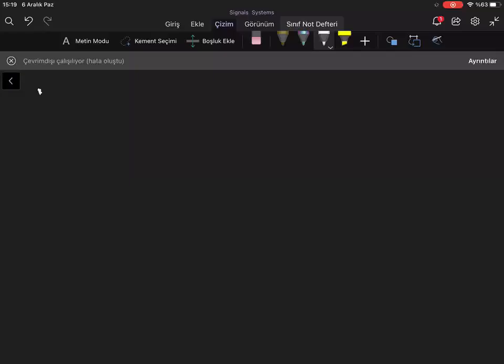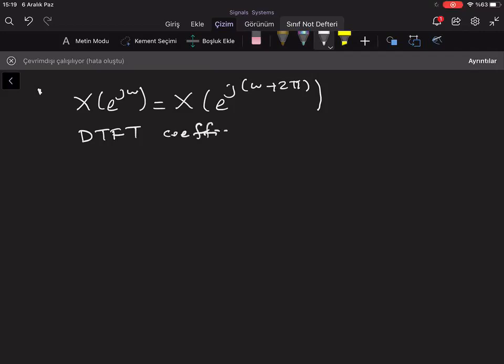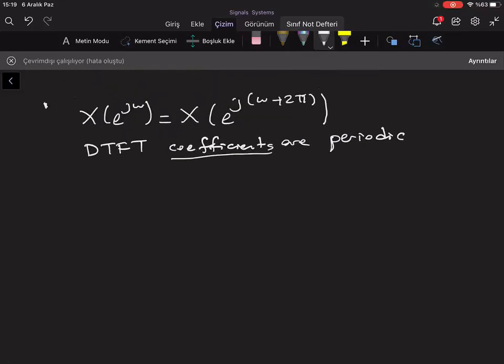Arkadaşlar, before going into another exercise, I would like to give you properties that are very critical with discrete time Fourier transform. One of the properties is that X(e^jω) is equal to X(e^j(ω+2π)). So discrete time Fourier transform coefficients are periodic. Okay, they are not actually coefficients. It's like this function is periodic.